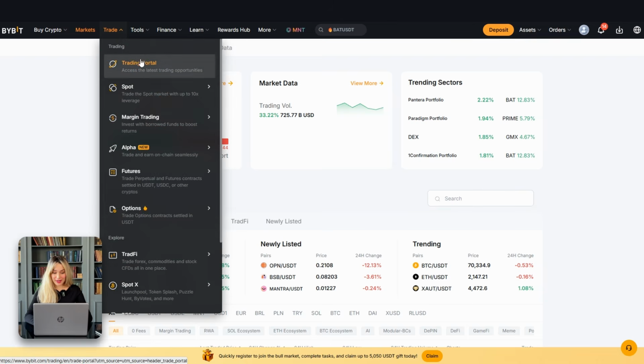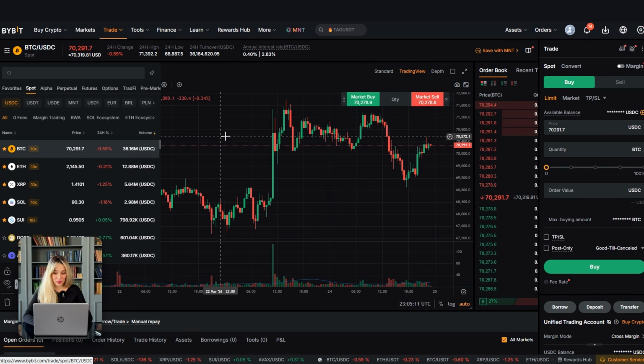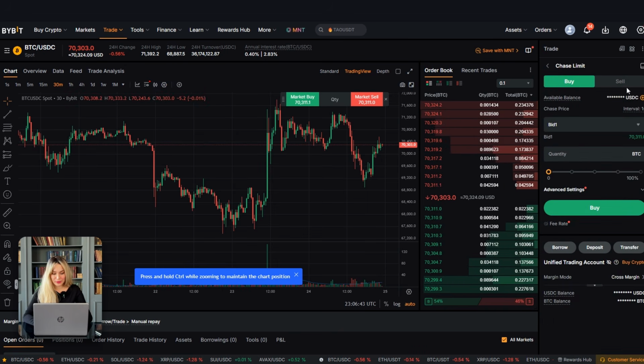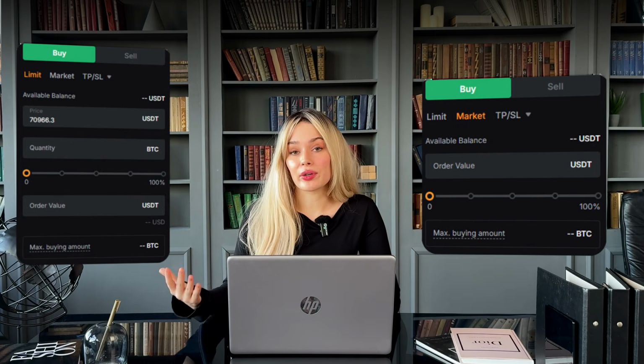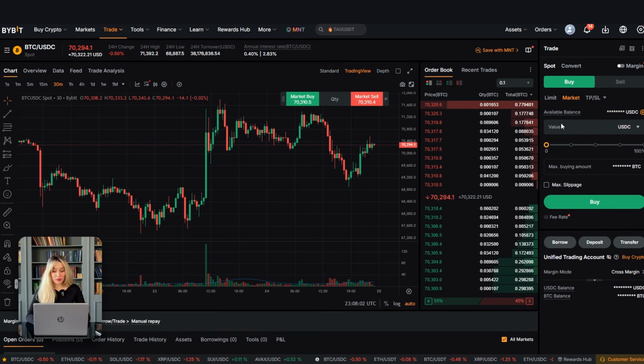Now, let's move to trading. Go to Markets, Spot. Choose a trading pair, for example, BTC USDC. On this screen, you'll see the chart in the center, order book on the right, and the trading panel below. There are two main order types you need to understand: market orders and limit orders. Market order executes instantly at the current price.